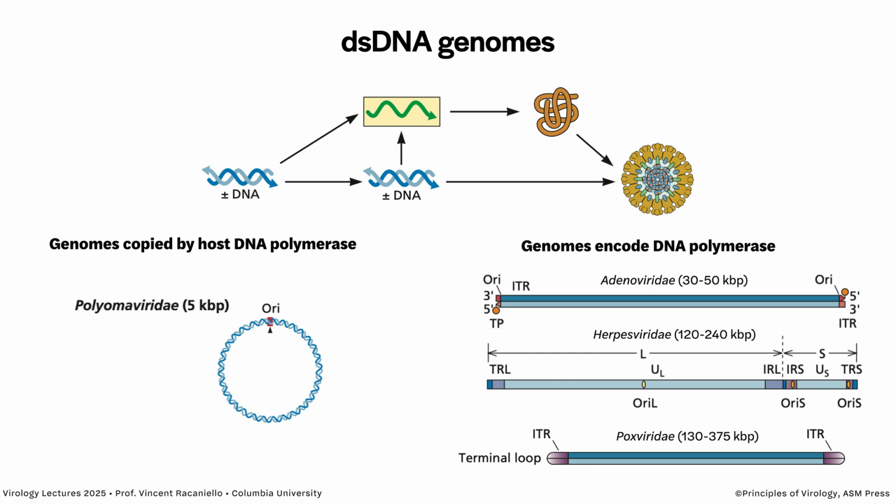Whereas the genomes on the right are bigger. They encode their own DNA polymerase, which gives you some advantage. You can do more regulation of the timing of DNA synthesis. And these include adenoviruses, 30 to 50 kilobase pairs of double-stranded linear DNA, herpes viruses, double-stranded linear but much bigger, and pox viruses, 130 to 375. Monkeypox virus, of course, the cause of mpox, is a member of the Poxviridae.